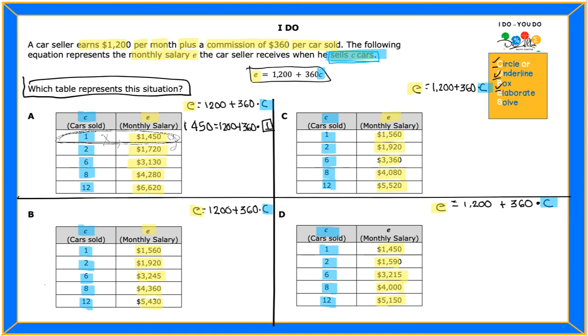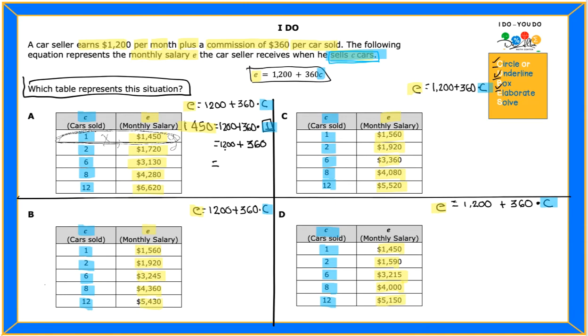So you see, now instead of having the variables, the letters, we do substitution for the numbers. And now we're gonna do this. Okay, so the 1450 must be equal to 1200 plus, what is 360 times 1? Well, it's just 360. You see, guys? Great. And this is an easy addition.